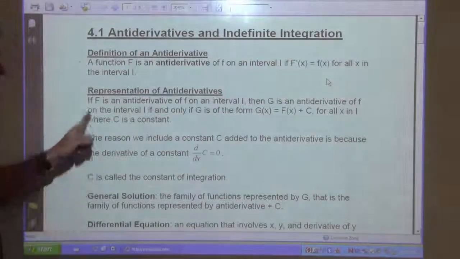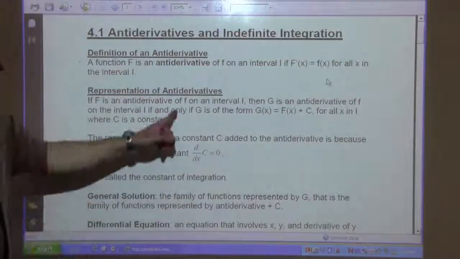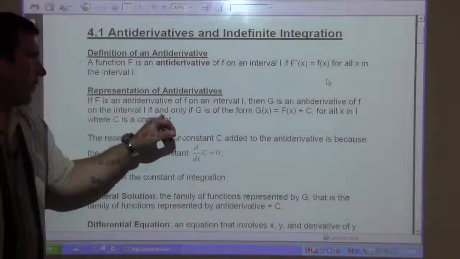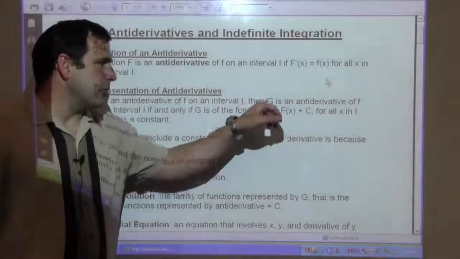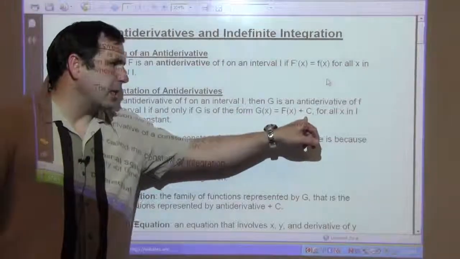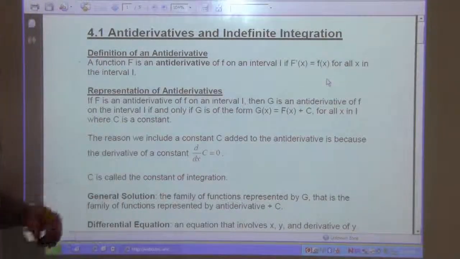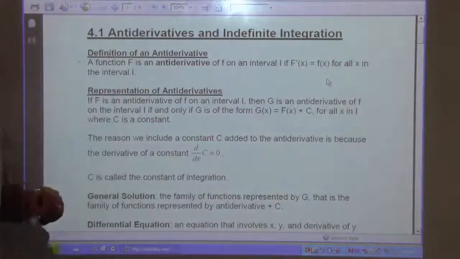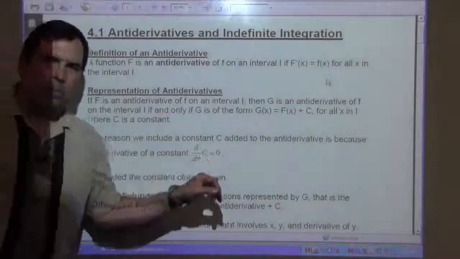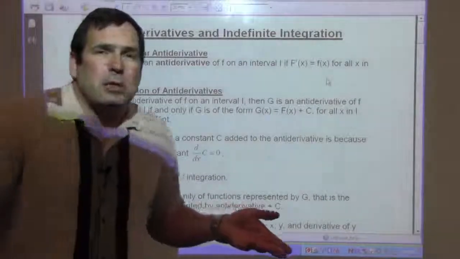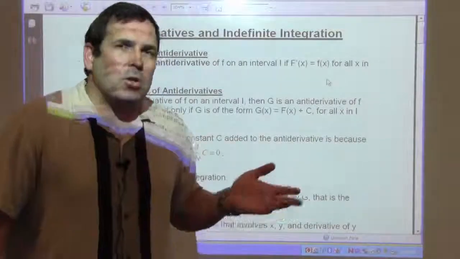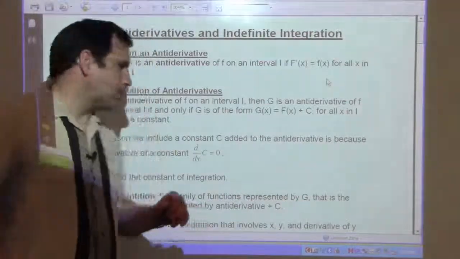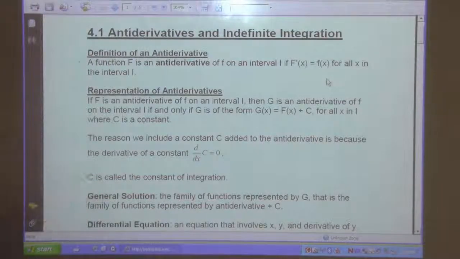Representation of antiderivatives. If F is an antiderivative of little f on the interval, then G is an antiderivative of f on the interval I if and only if G is of the form G of x equals capital F of x plus c for all x in I, where c is a constant. The reason we include a constant c added to the antiderivative is because the derivative of a constant is 0. So the constant could have been 0. It could have been something else. We don't know. So when you do an antiderivative, the rule is always add a c. So c is called the constant of integration.